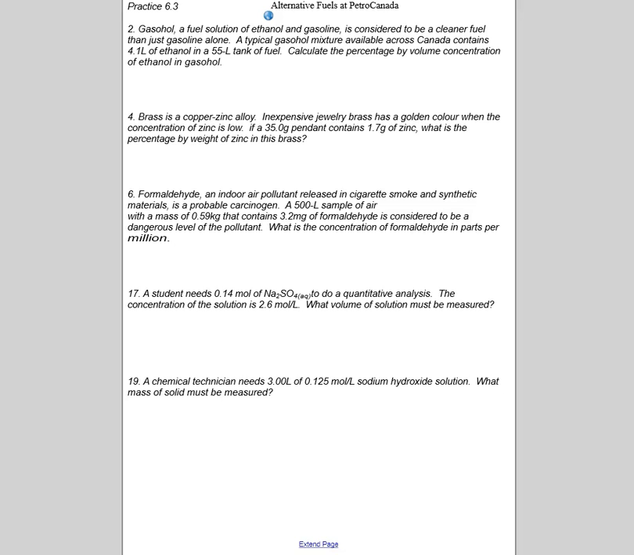In this case, it's a percentage by volume. So the two quantities are volume. So we're going to look at percentage volume to volume for gasohol, which is a mixture of ethanol and regular gasoline. So 55 liters would be the volume of the solution, and 4.1 liters would be the volume of the solute, which in this case is not a solid, it's a liquid. So this is a liquid-liquid solution.